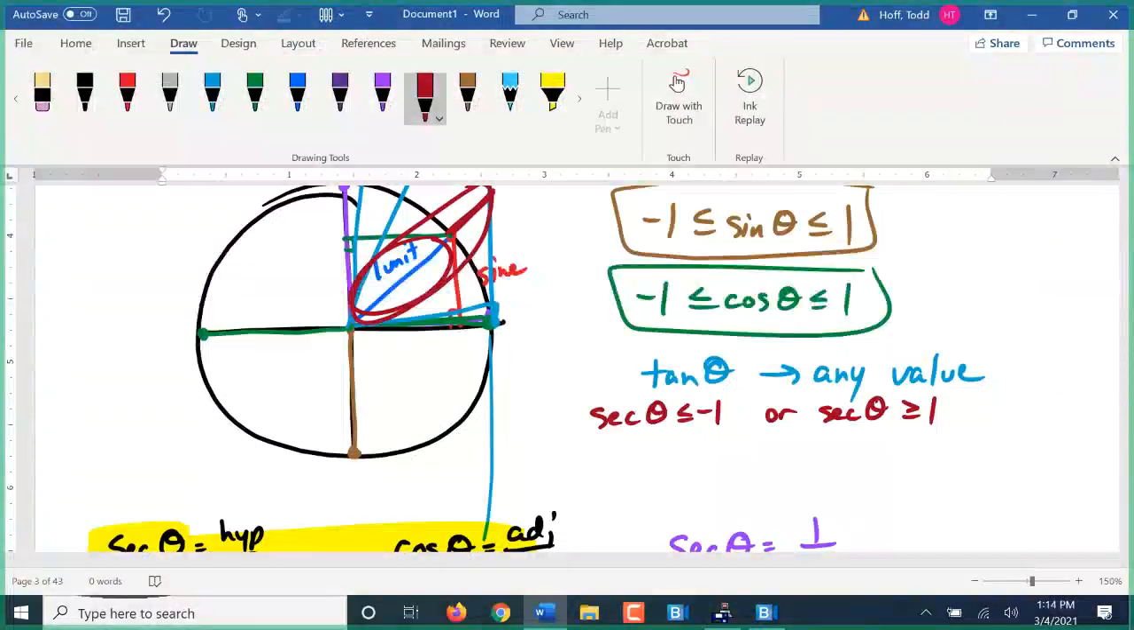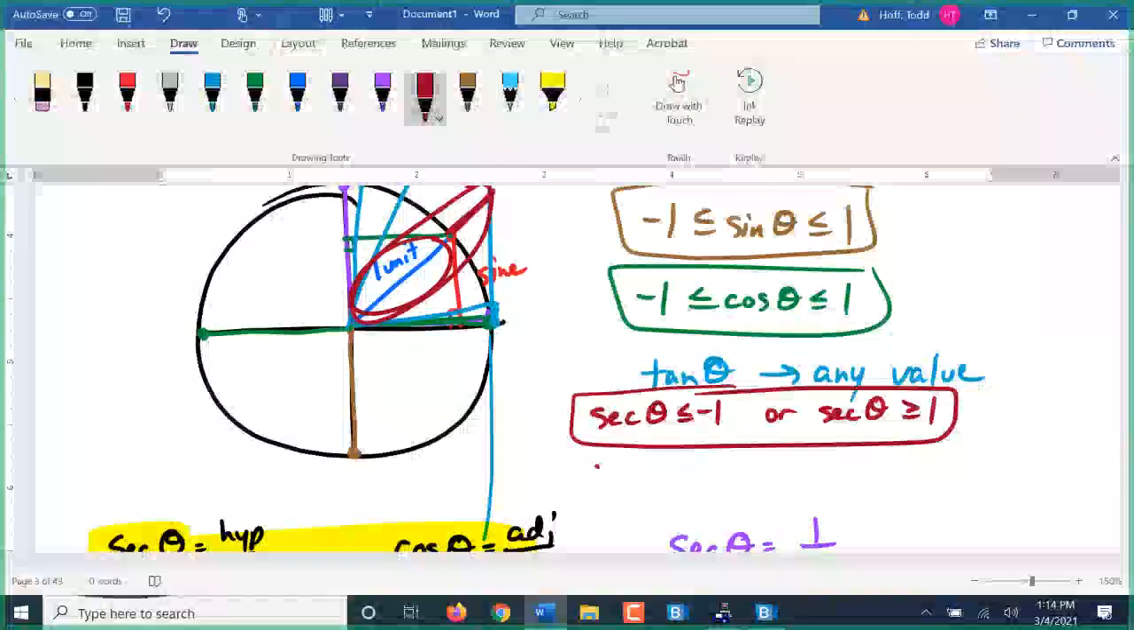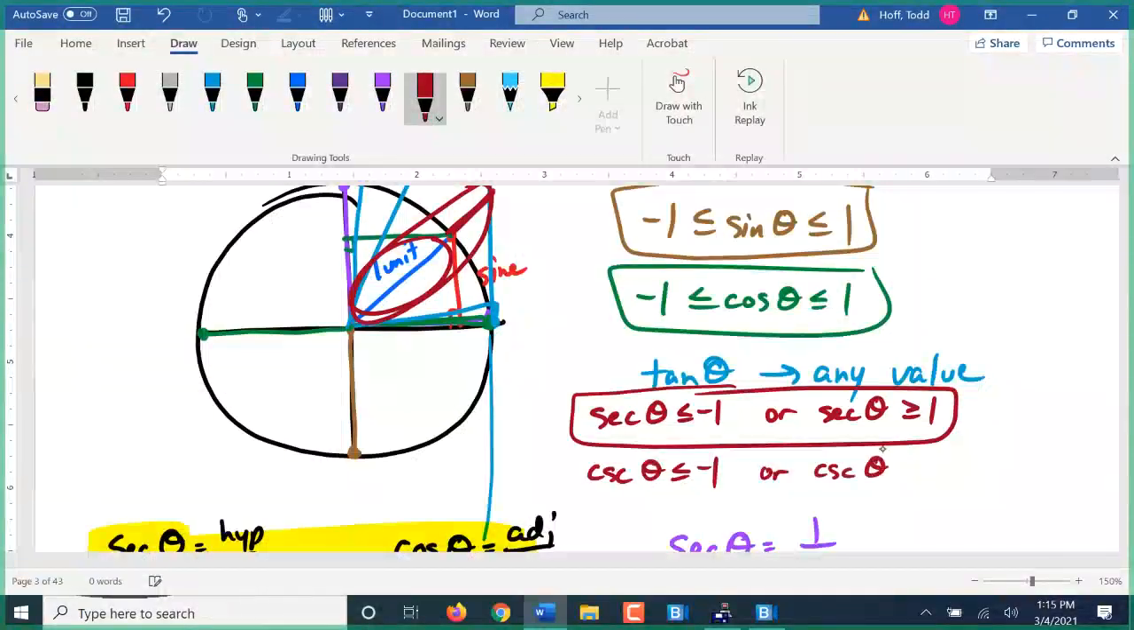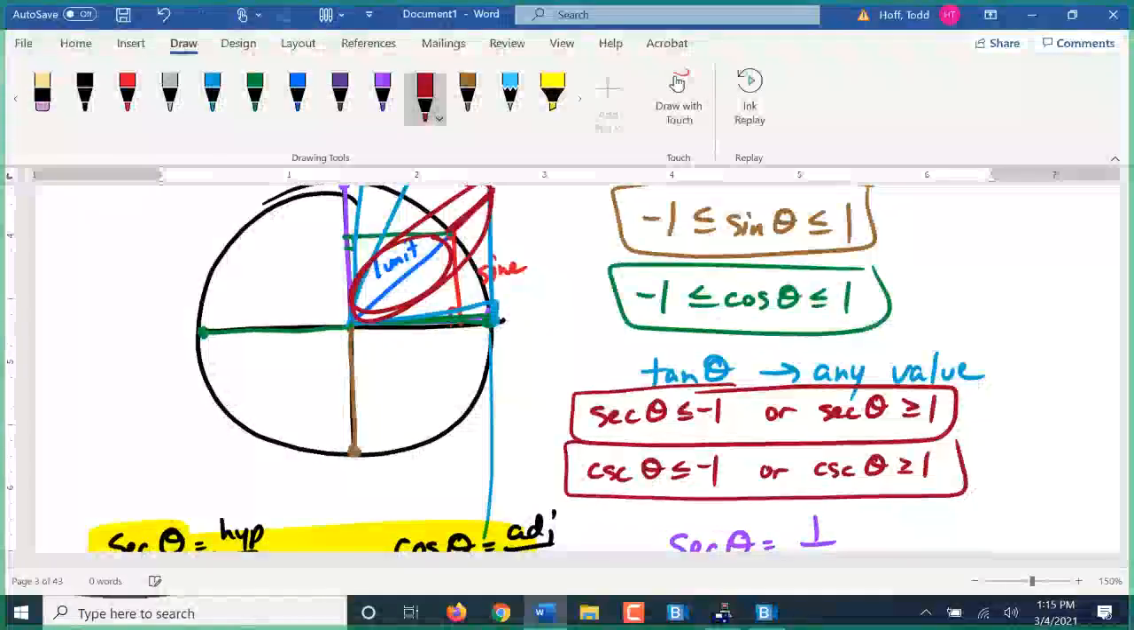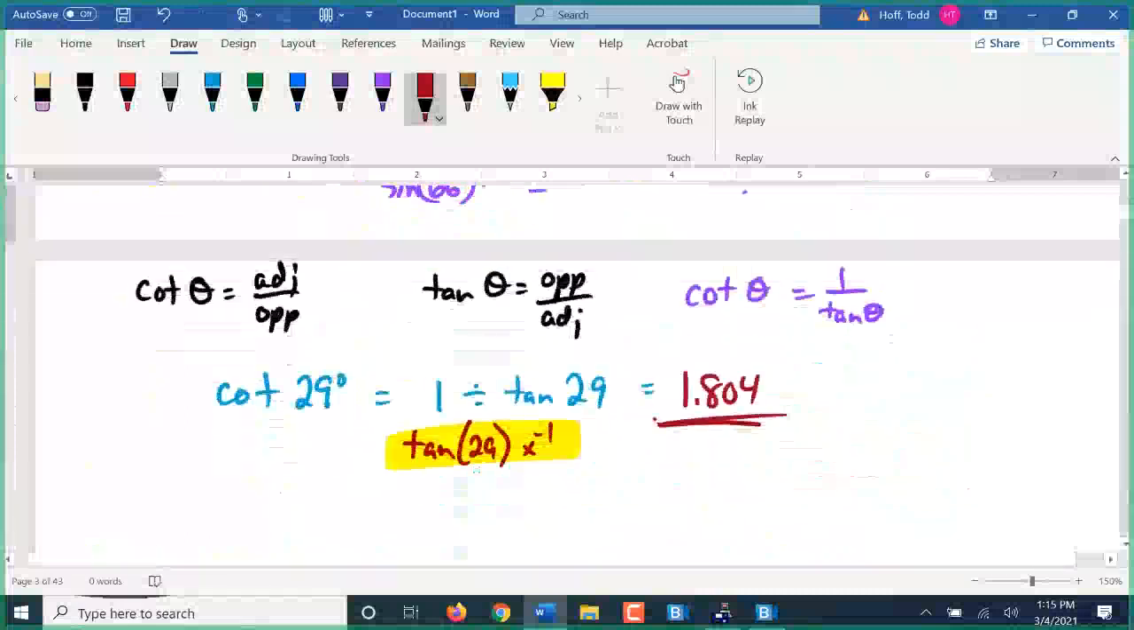And it makes sense because it's the reciprocal of the cosine. If the cosine is always between negative 1 and 1, 1 divided by the cosine is always going to be outside of that range. And the same is true for the cosecant. Cosecant of an angle is either less than or equal to negative 1 or greater than or equal to positive 1. And of course, the cotangent, once again, can be any value from negative infinity to positive infinity.